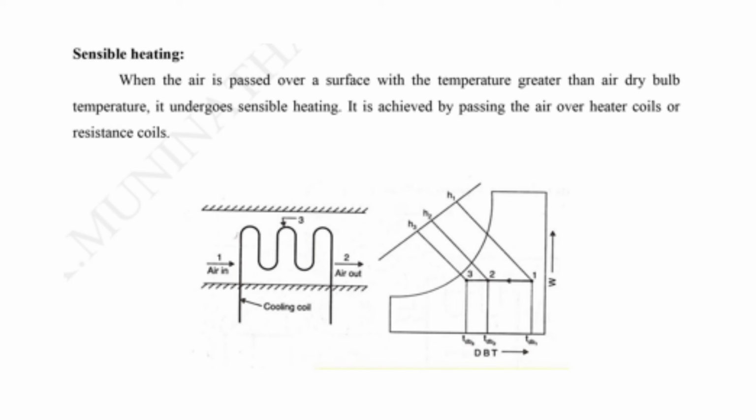And then sensible heating. When the air is passed over a surface with a temperature greater than the air dry bulb temperature, it undergoes sensible heating. It is achieved by passing the air over heater coils or resistance coils. The air, while flowing through the cooling coil, will capture some cooling effect from the coil. Because of that, the air will get a cooling effect, so it will maintain the requirement of the air conditioned space, making it convenient and providing some productivity in the environment.